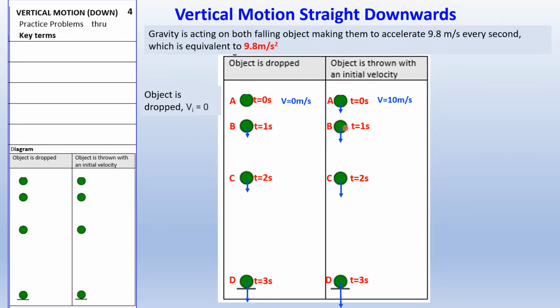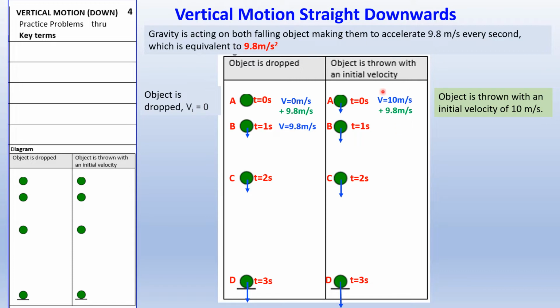On the right side, the object is being thrown with an initial velocity of 10 meters per second. Now, as 1 second has passed by, the new velocity is plus 9.8 meters per second. After 1 second it is 9.8 meters per second.